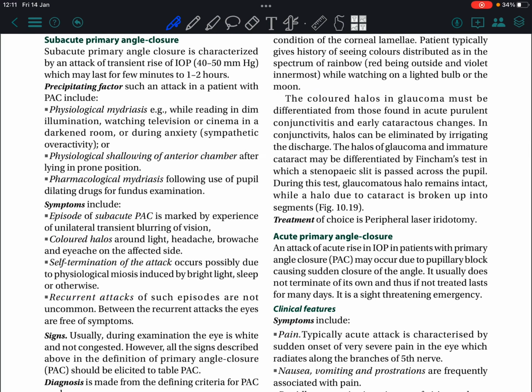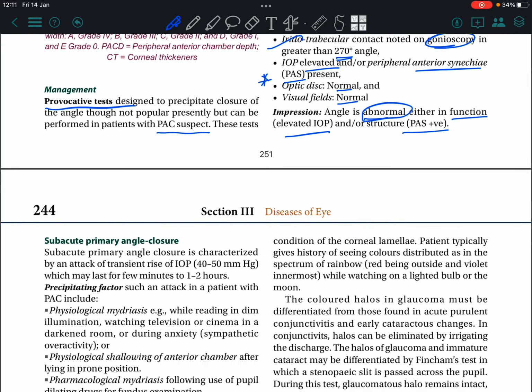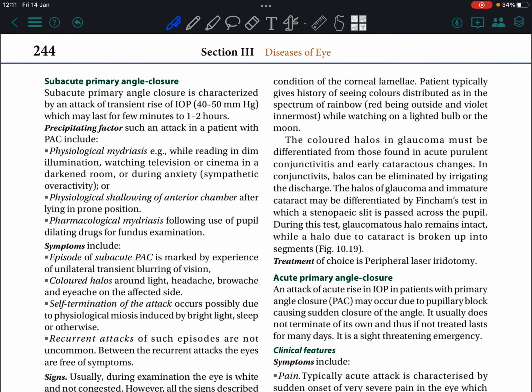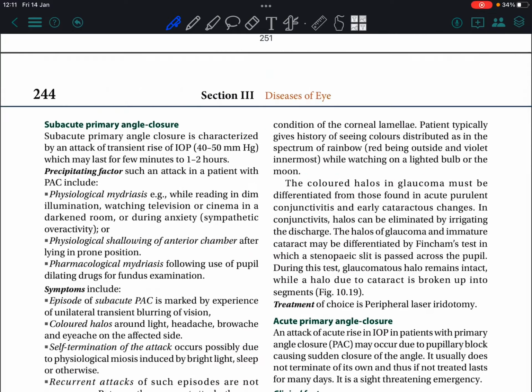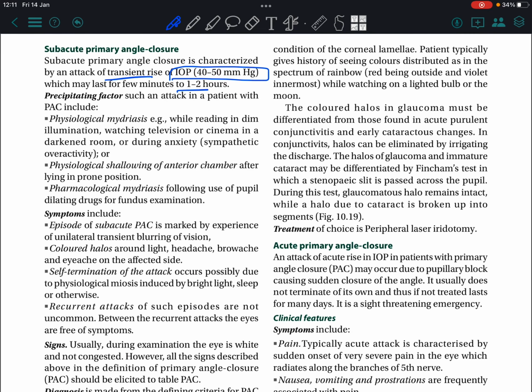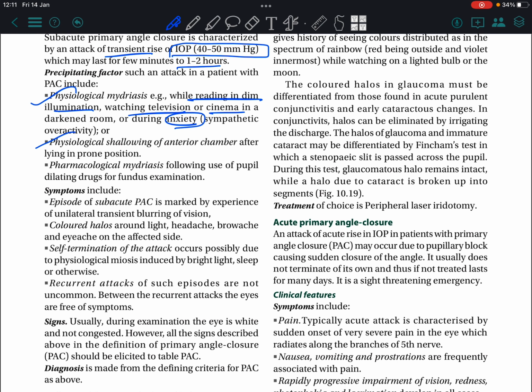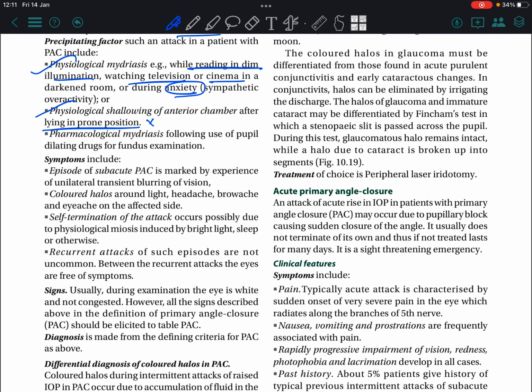In these three conditions, subacute primary angle closure, acute primary angle closure, chronic primary angle closure, let's see about the subacute primary angle closure. Transient rise in IOP, 40 to 50 mm Hg. It lasts for a few minutes, 1 to 2 hours. Precipitating factors: physiological, such as reading in dim illumination, watching television or cinema in a dark room, anxiety, and physiological shallowing of anterior chamber after lying in prone position. Pharmacological: following use of pupillary dilating drugs for fundus examination.